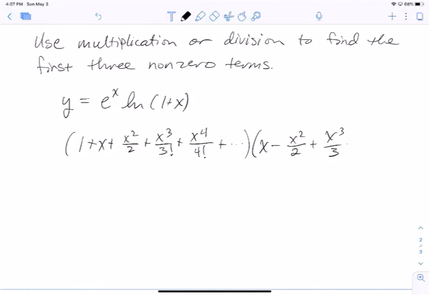minus x to the 4th over 4 plus, and so on. Again, I don't know how many terms we need. We'll just see how this plays out.